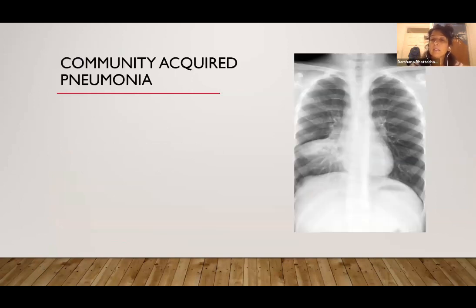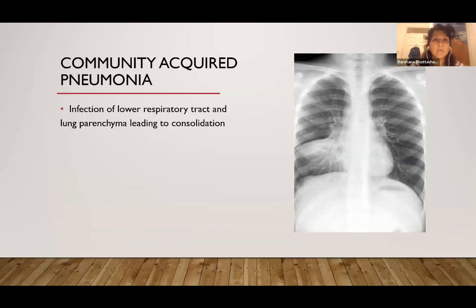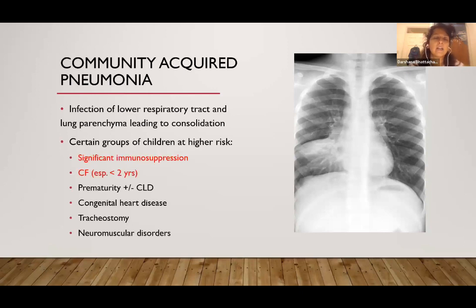So the next acute condition is community-acquired pneumonia, which again, I'm sure a lot of you are very familiar with. It's infection of the lower respiratory tract and lung tissue, leading usually to consolidation, as is nicely demonstrated on this chest X-ray. Again, there are certain groups of children who are at higher risk of getting a pneumonia.